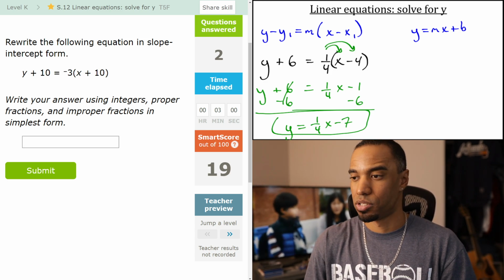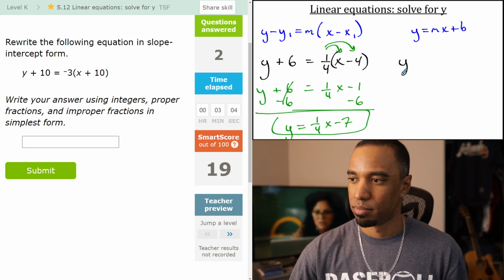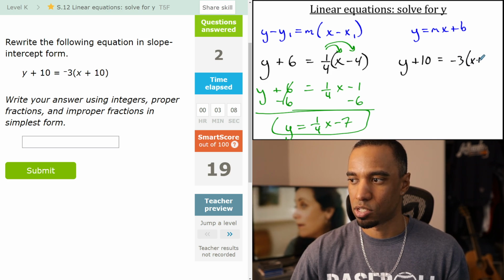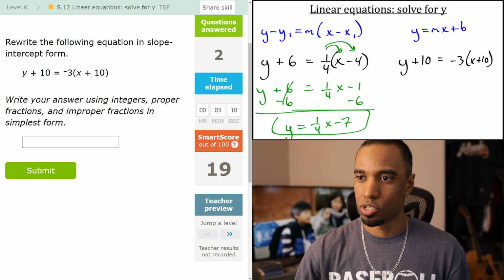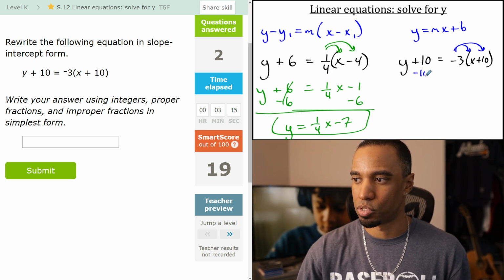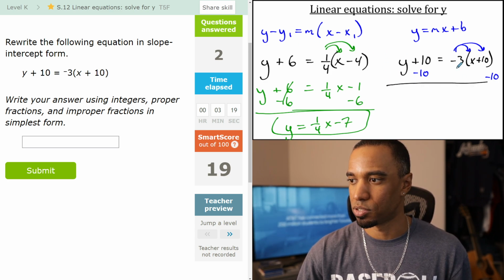Okay, this one has no fractions, for better or worse. I guess it's for better for most people here. I got y plus 10. Let's see if we can do 2 steps in one. Negative 3 times x plus 10. I'm going to distribute, but at the same time, guys, I'm going to subtract 10 from both sides. There will be a minus 10 on top of what we do here. So let's see if you can follow along with this.